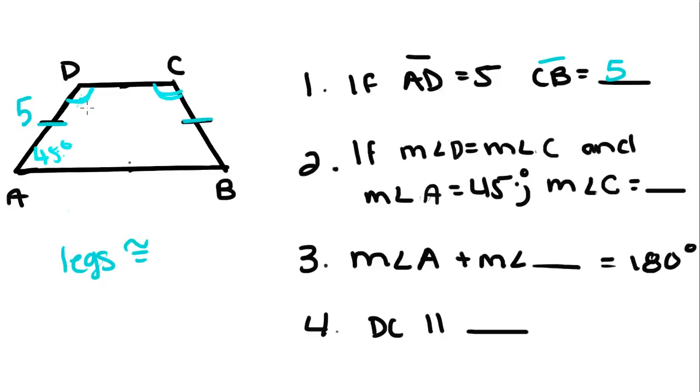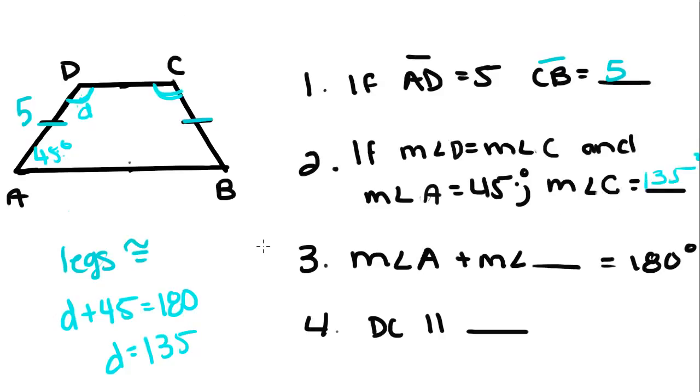So we're just going to call this D. So D plus 45 equals 180. So you subtract that 45 over, you get D equals 135. So that means C also equals 135 degrees. If the measure of angle A plus the measure of angle who equals 180? Well, we just did that right here. So the measure of angle D. DC is parallel to this line right underneath it, AB, because these two lines will never intersect.